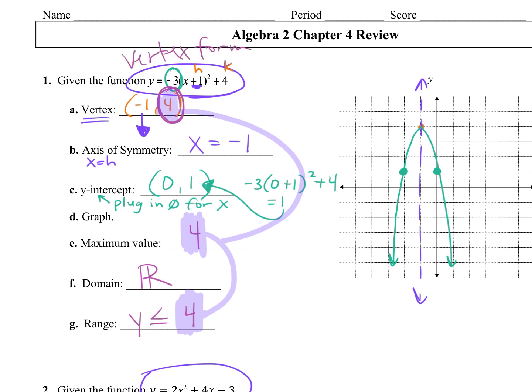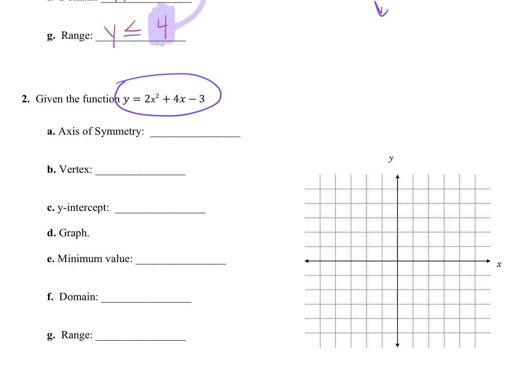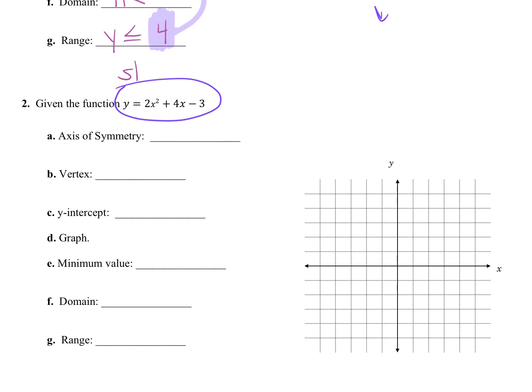The other thing I want to point out is later in the quiz/test, you're going to be asked to put things into vertex form. Even if you don't remember the basic format, you have it right here, right? Don't forget that little squared. The squared always gets left off, and that messes everything up. So keep that squared guy. Okay, this one's standard form.